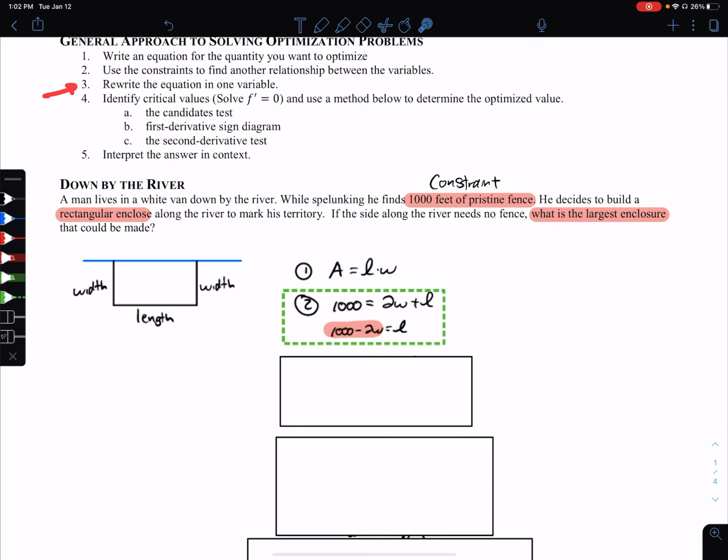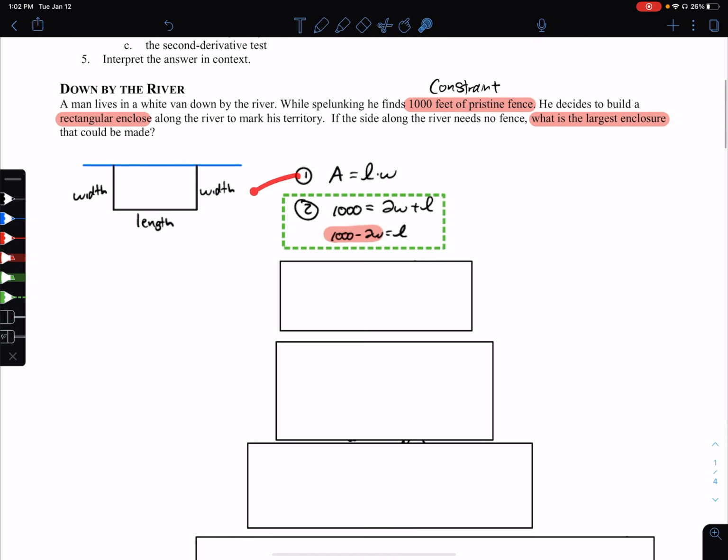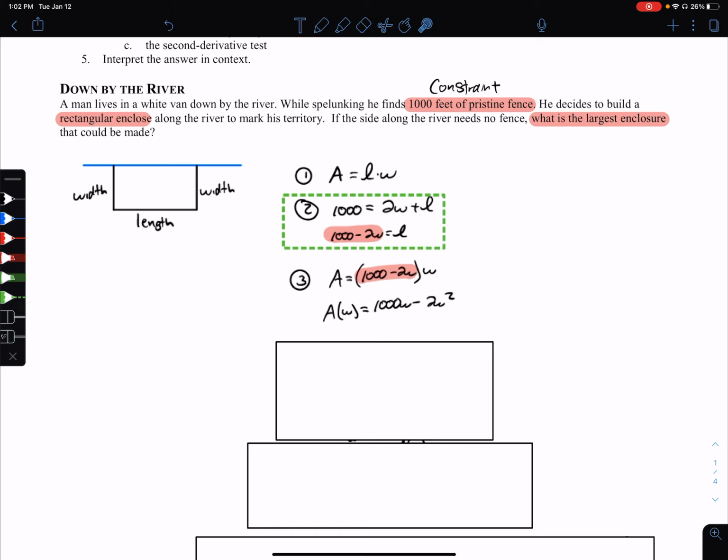Step 3, rewrite the equation in one variable. The main equation here is area, what we're trying to find the largest area of. If you replace the L here with 1,000 minus 2W, now it's in one variable. If you distribute the W, we got this in simplest form that the area is 1,000 times the width minus 2 times the width squared.